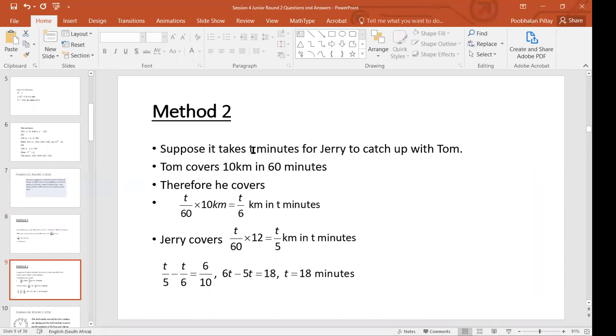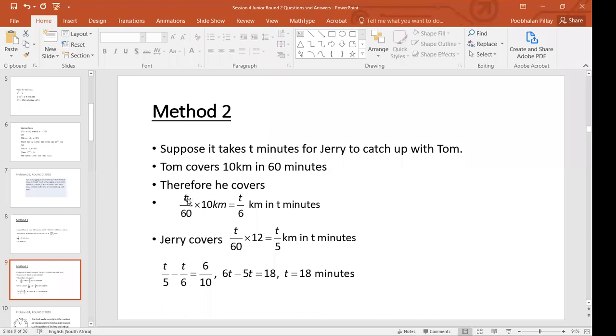Your question is how many minutes does it take him to catch up with Tom? So you say, let your unknown be T, and I need to calculate T. So you need to get equations involving T. So let's see. What does Tom cover in time T? You need to know how much Tom covers in time T. Remember, Tom is in front. He's traveling at 10 kilometers per hour. So in 60 minutes, he travels 10 kilometers. And we were talking about T minutes, right?